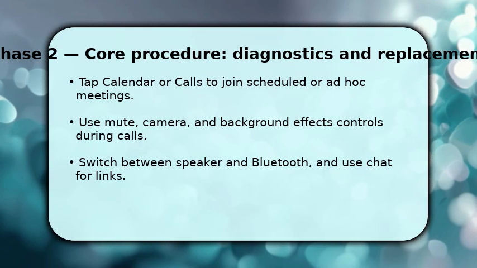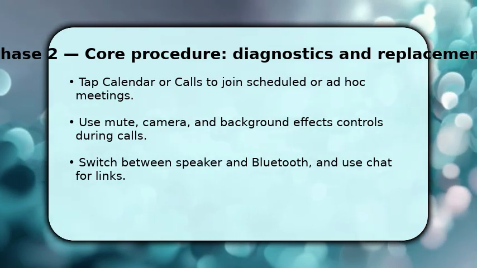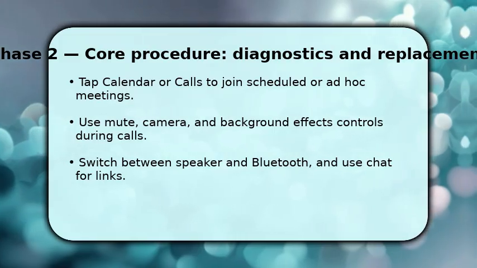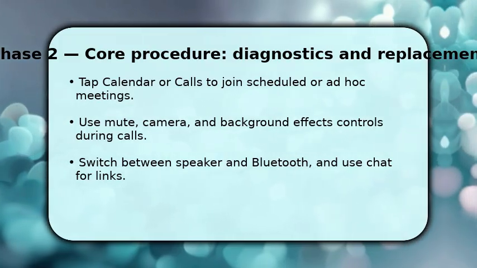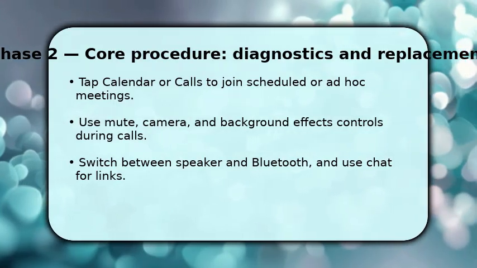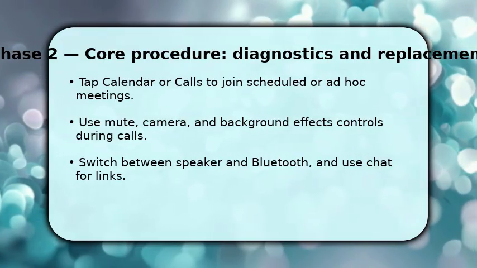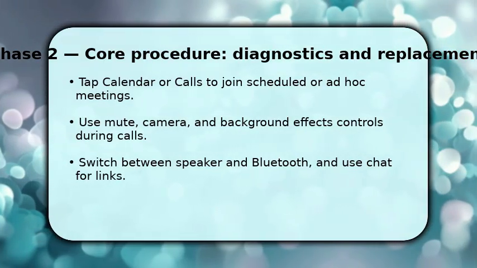Now, once done with sign-in, join a meeting from Calendar or accept a call in Calls. Tap Join to enter. During the meeting, use mute to cut background noise, toggle camera for privacy, and apply background blur or an image for focus. Make sure to switch audio to speaker or a paired Bluetooth headset when needed, and use the chat to share files or links without interrupting the speaker.